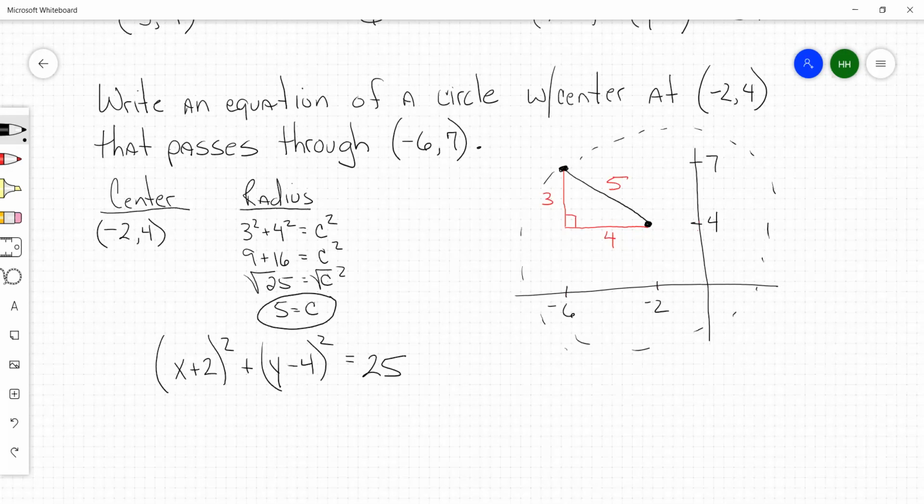Does anybody need to see another example of that type of problem? They give you the center and they give you a point on the circle. You could also do the distance formula from the center to the point on the circle. Okay? But I think this is faster. Yes?